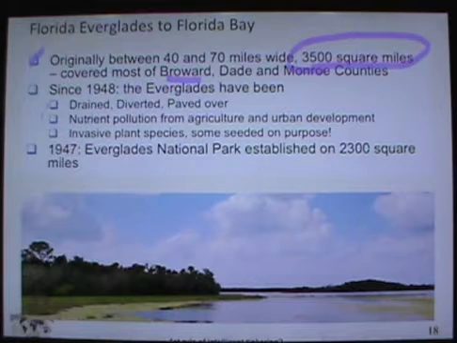Nutrient pollution from agriculture and urban development. We can't leave out the urban development. Certainly ag has played its part. A big part of it is the fact that we've changed the flow. We don't allow the water to go where it used to go because we don't like flooding.